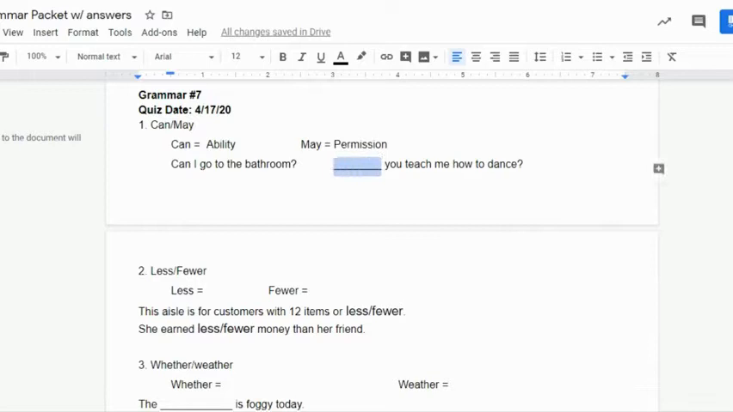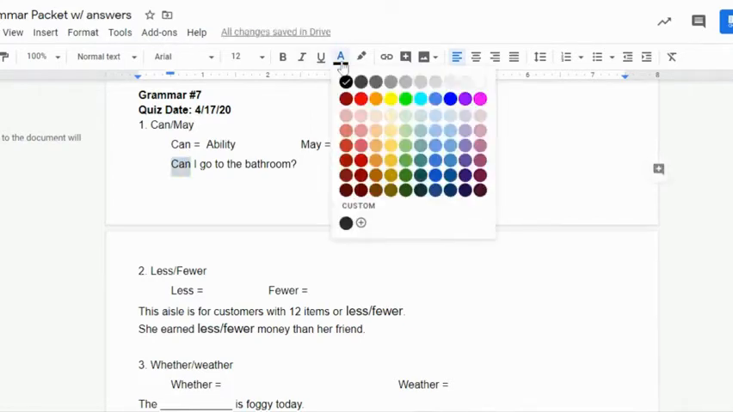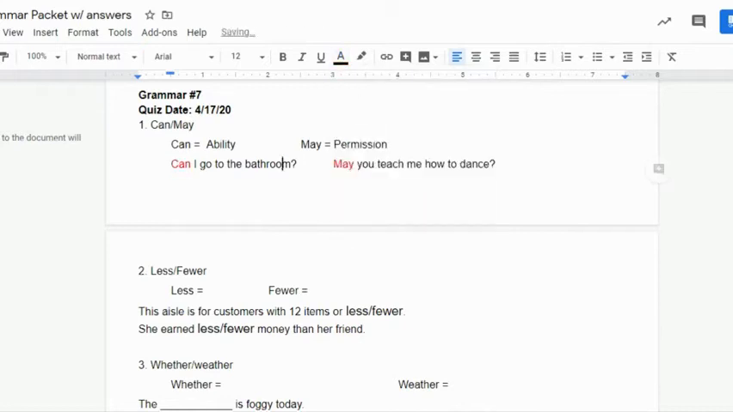May, however, you're asking for permission. So, may you teach me how to dance? You don't want to demand that of somebody. You want to ask permission. And it's pretty simple if you can just remember the ability versus permission. You'll get it.